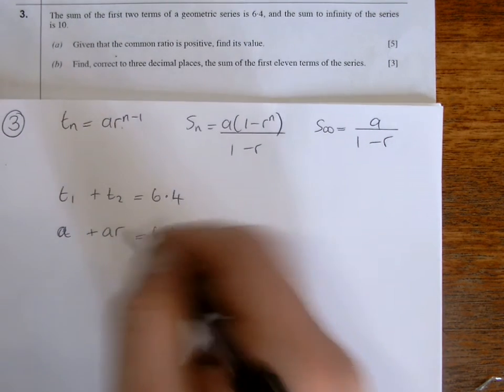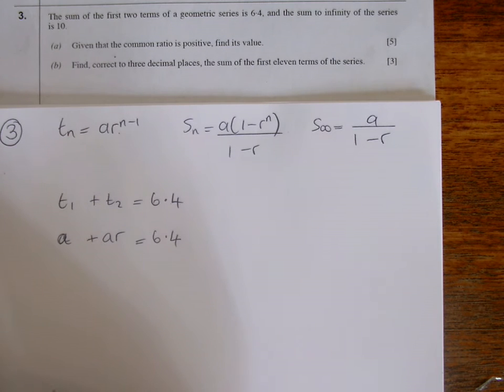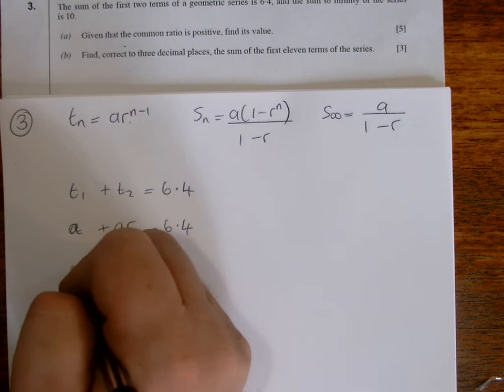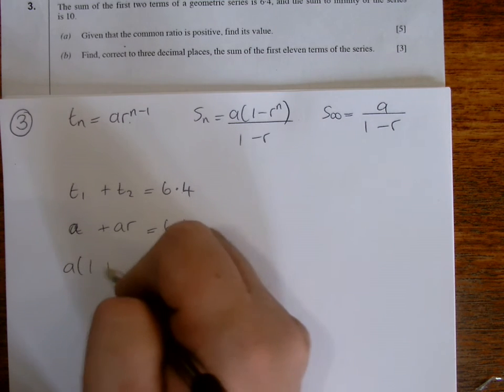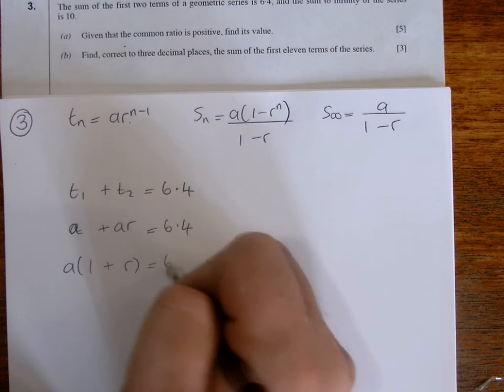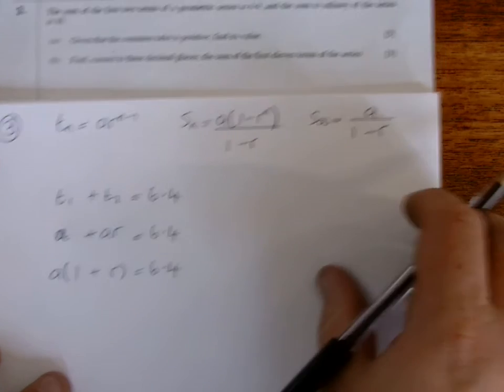Okay, and what I would do with this now, I'd possibly think about factorising out the a to begin with here. So if I factorise out an a, I've got a bracket: a times 1 gives me a, and then a times r gives me ar, equals 6.4. I might just leave that for a minute, see what other information I've got, and come back to it then.